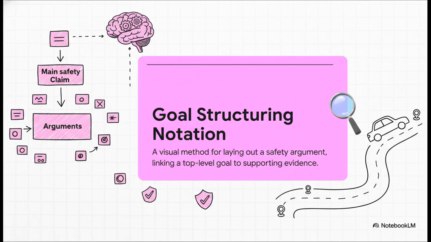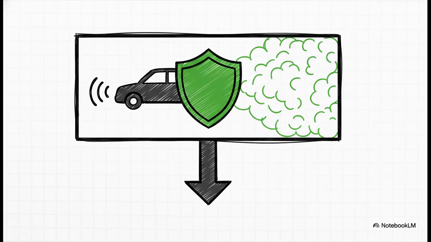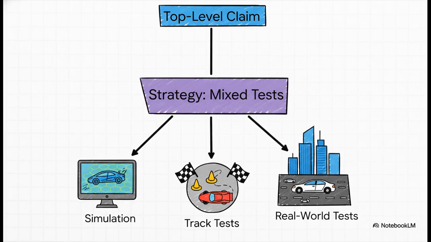It's pretty neat. So you start at the very top with a big specific goal or a claim, something like this. The car's automatic emergency braking system works safely in heavy fog. See? Nice and clear. Okay, that's a bold claim.